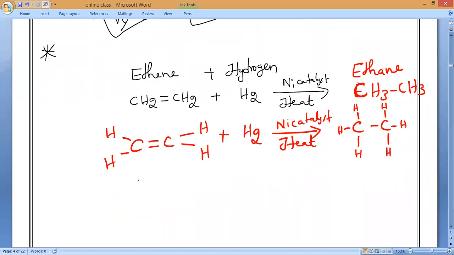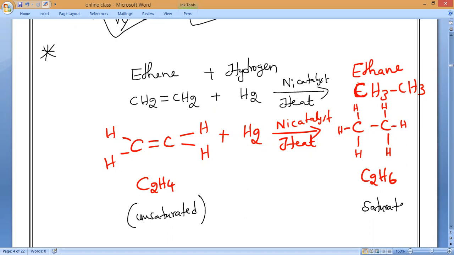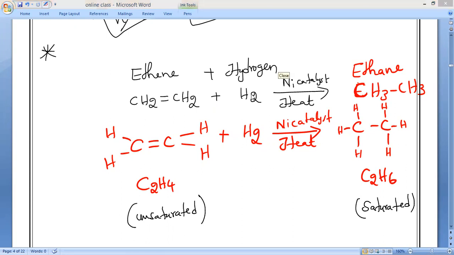So what is the total formula? You can combine and write. This formula is C2H4 and this formula is C2H6. Now tell me, which is unsaturated and which is saturated? This is unsaturated and this is saturated. So what reaction can we call this? Addition reaction.